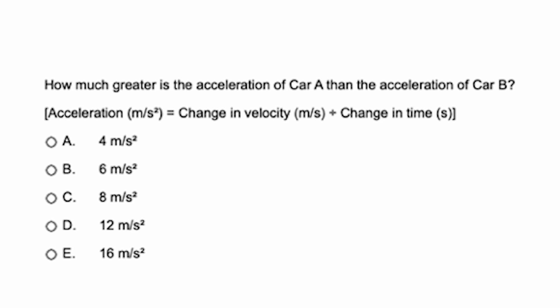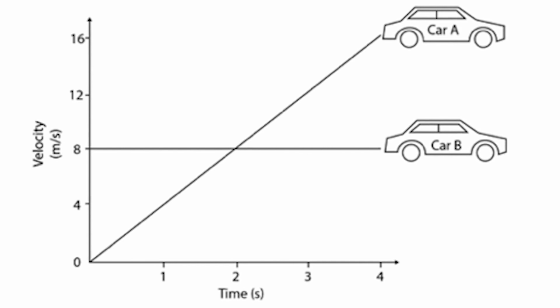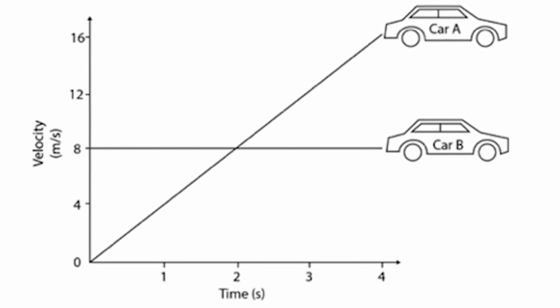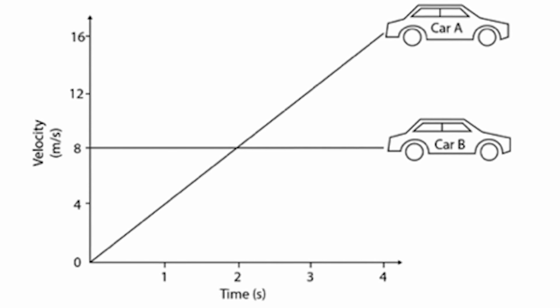To work this out, first you need to work out the acceleration of car A. So the change in velocity for car A is 16 and the change in time is 4 seconds. So the acceleration for car A is 16 divided by 4, which gives you 4 meters per second squared.